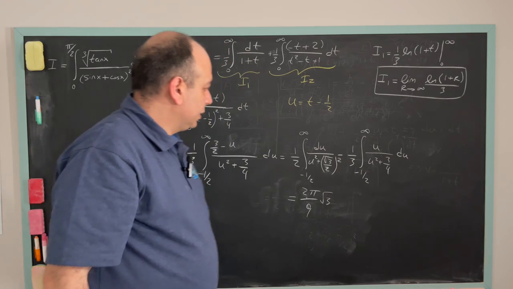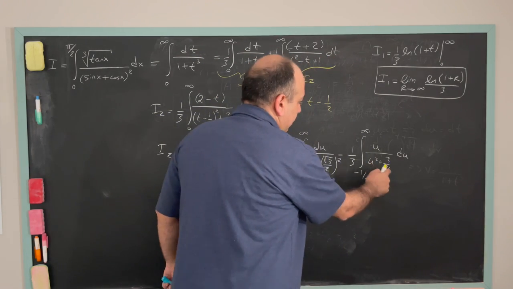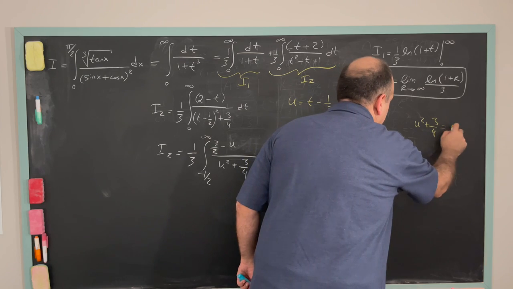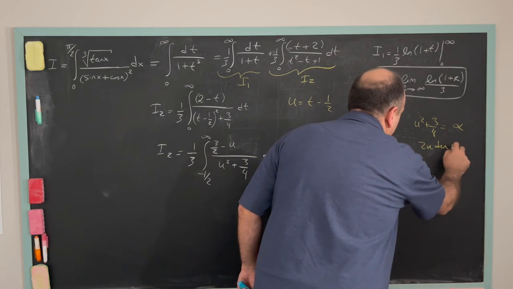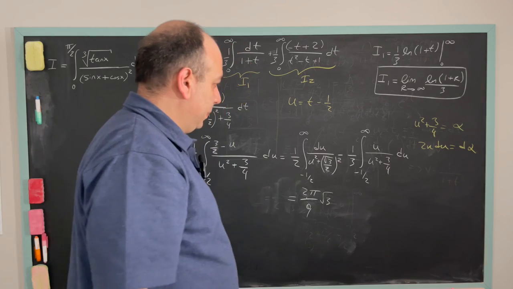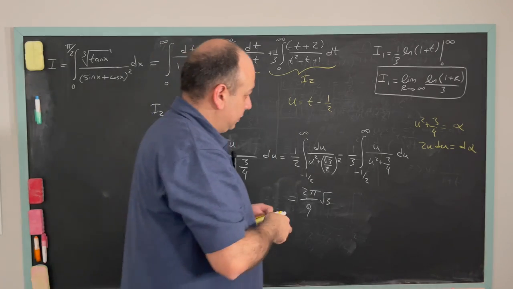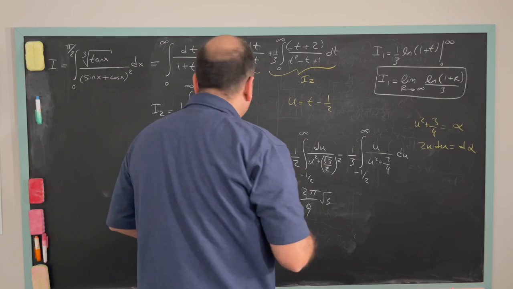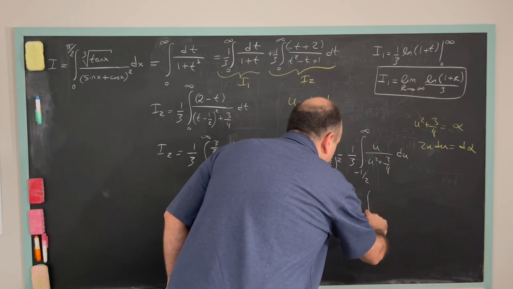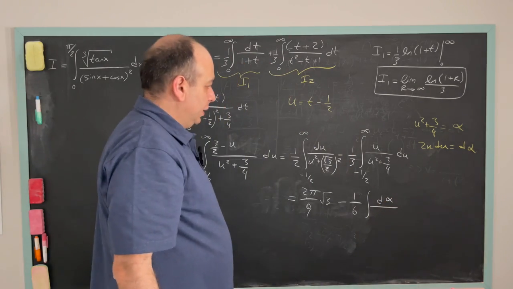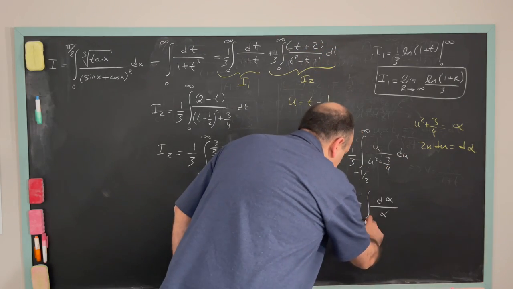So let's look at the other one and see what we will get. At this point, I'll set u squared plus 3 over 4 equal to alpha. Then we will have 2u du equal to d alpha. So instead of u du, I can write d alpha over 2, right? So I'll have minus 1 over 6 d alpha over just alpha here. The limits change, so this is now from 1 to infinity.